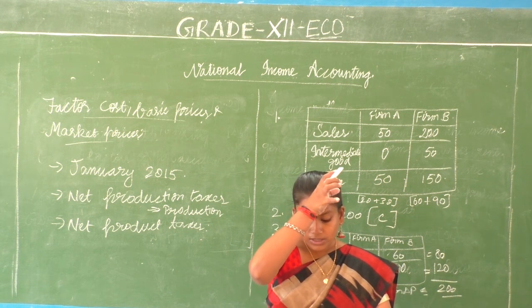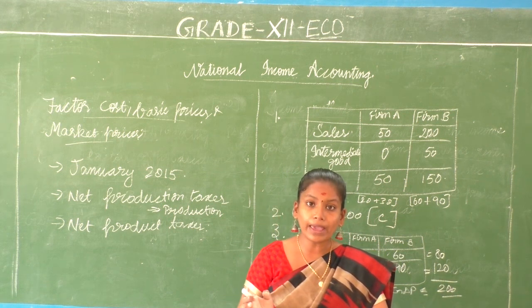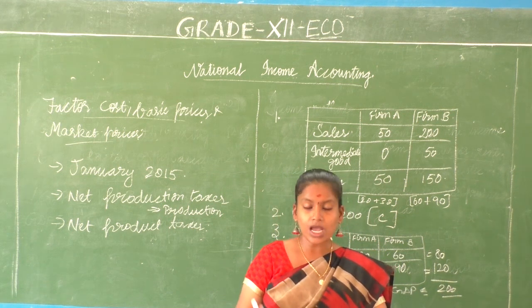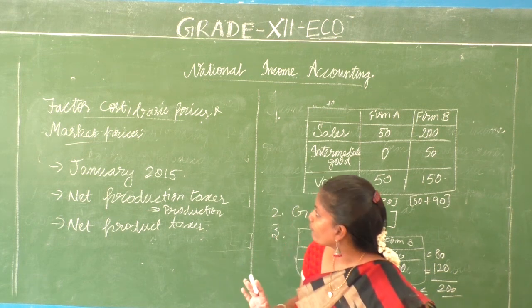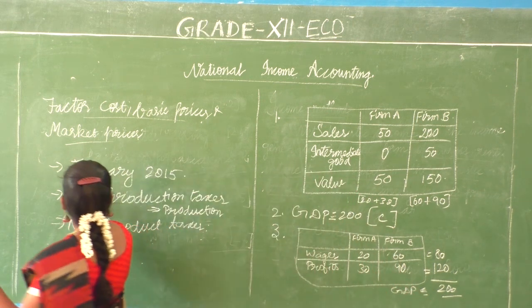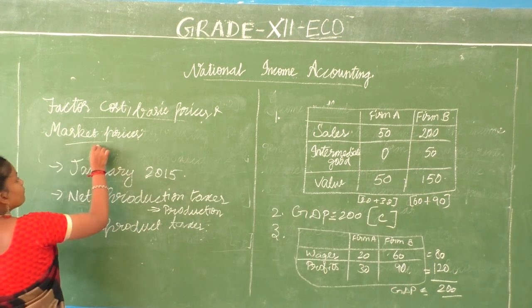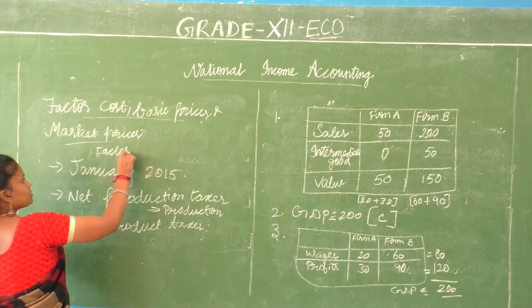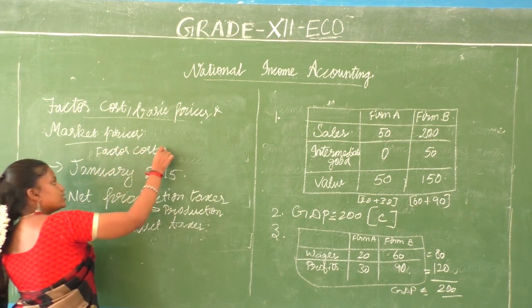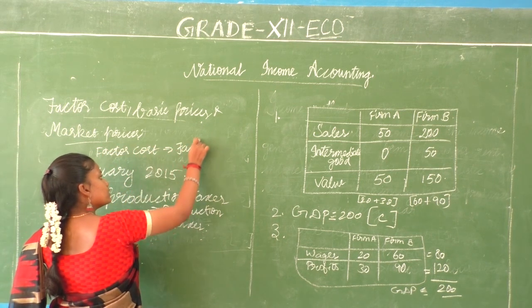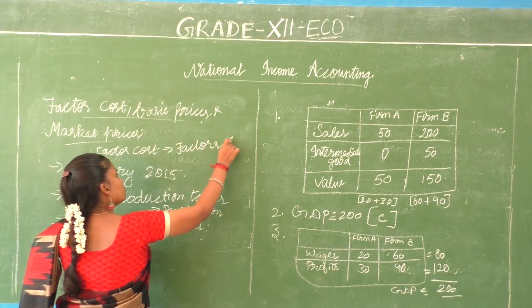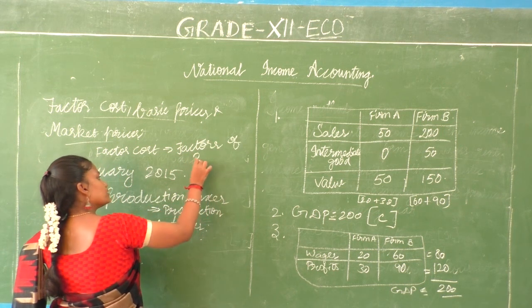Fine. Factor cost includes what? It includes only the payments to factors of production and it does not include any tax. So factor cost means it is paid only to the factors of production.